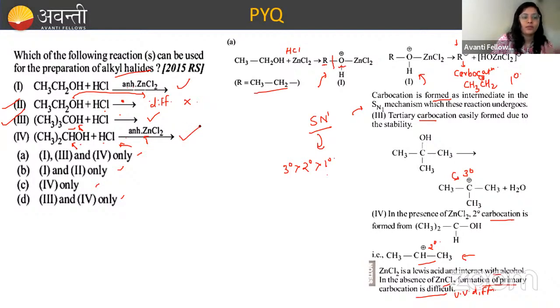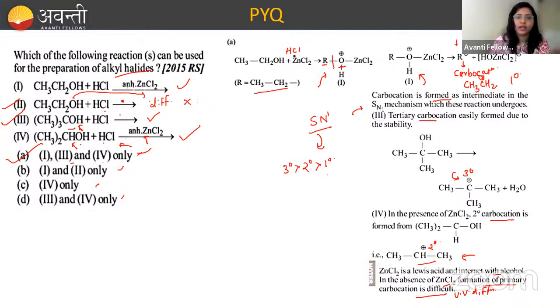So which options, 1, 2, 3, 4, are possible? 1, 3, and 4. So which option is correct? Option A, 1, 3, and 4 only are going to prepare the alkyl halides, right? Any doubts in this? Do you understand this? Yes? Yeah, let's move on to the next problem.